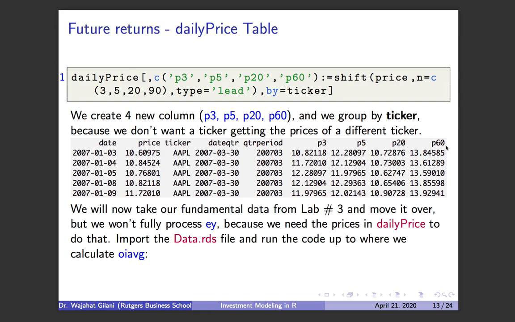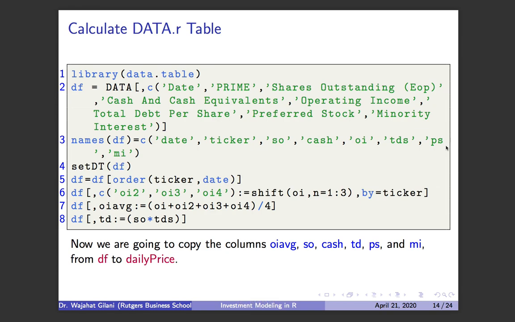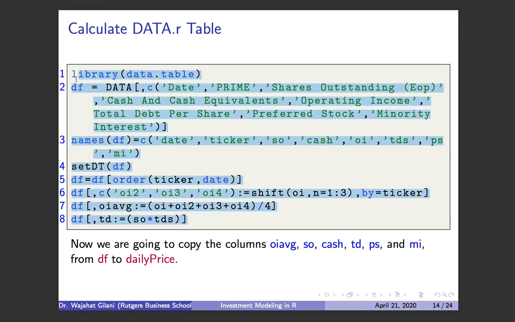But before we jump into that, before we calculate the returns, let's take our code from lab 3 and lab 4 and move over most of it. We'll move over most of it because we're not going to fully process EY, since we need the prices from daily price to do that. So we'll calculate OI average and total debt, and that's all we can do at this point. Then we'll take those values, OI average, shares outstanding, cash, total debt, preferred shares, minority interest, and move them from the DF table to the daily price table, okay? Again, hopefully this doesn't mess up your memory, but if it does, take a subset of the data and then do this again, all right?